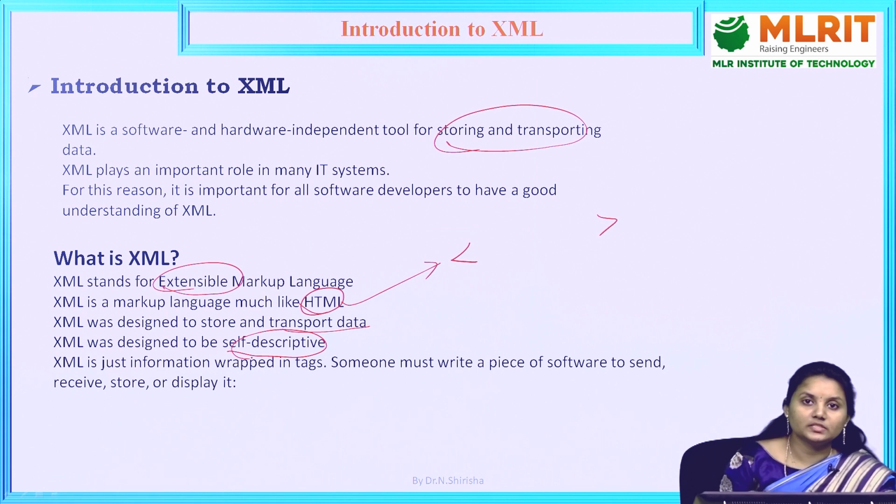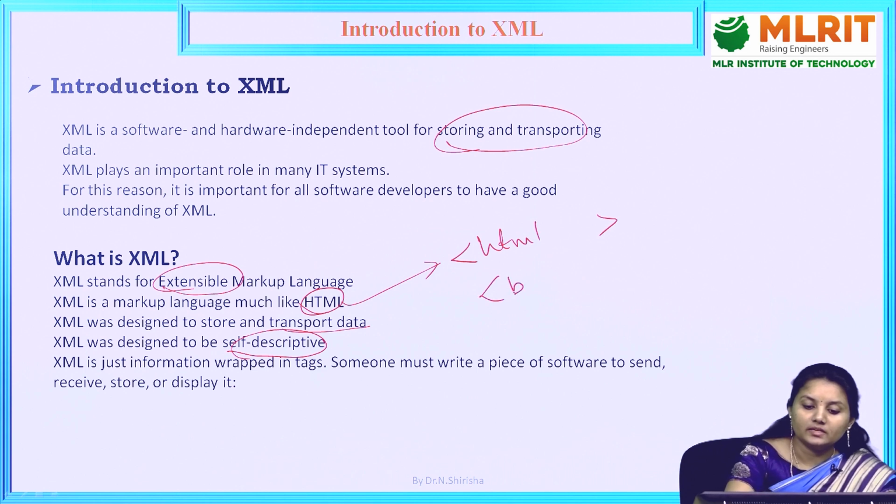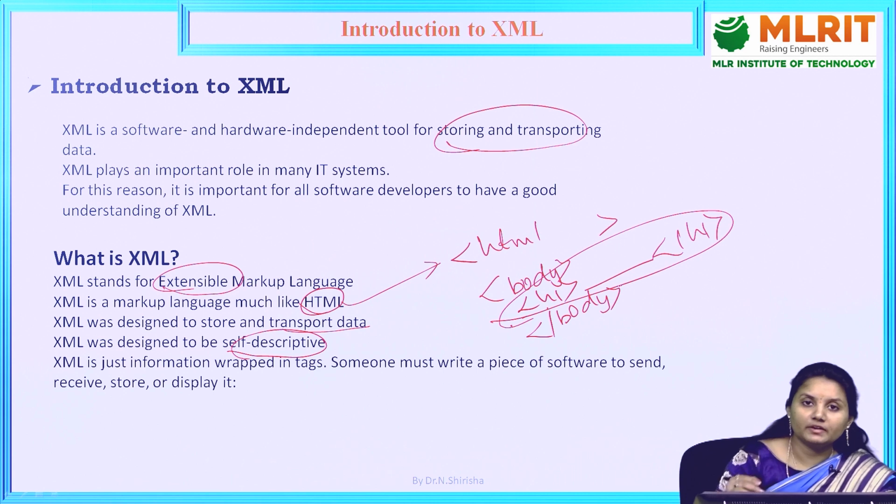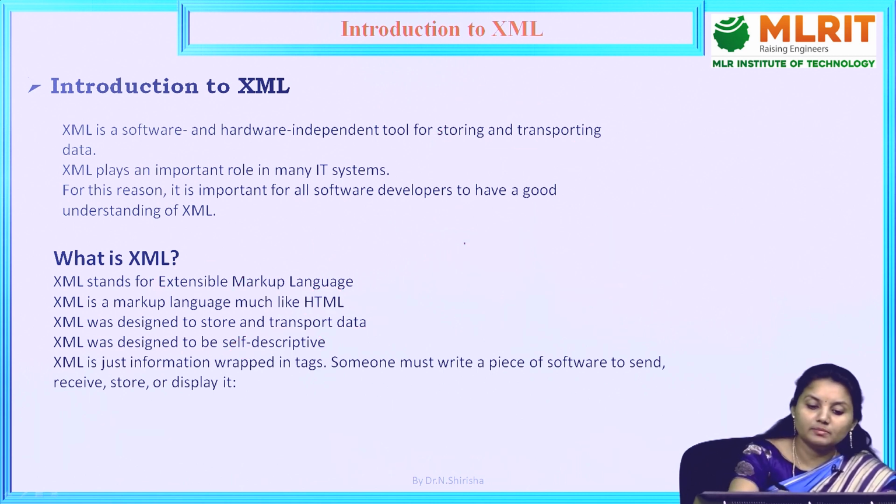It is self-descriptive. In HTML we have used the html tag and the body tag. Whatever you are defining, suppose a heading, you are giving it in a heading 1 tag. So, this sort of content you are giving in predefined tags. But in XML we use user defined tags.